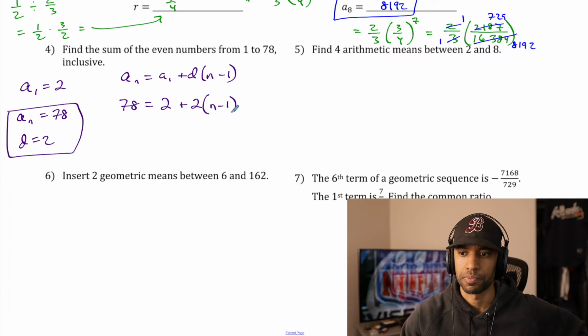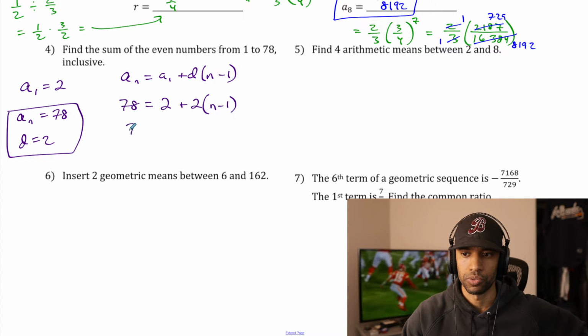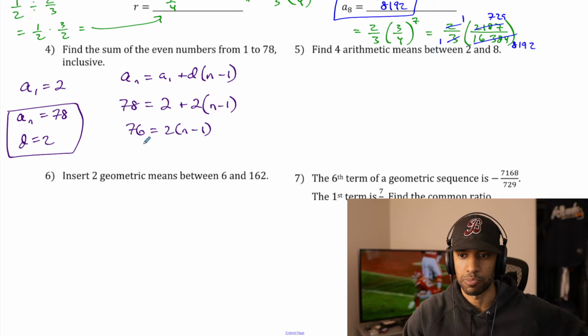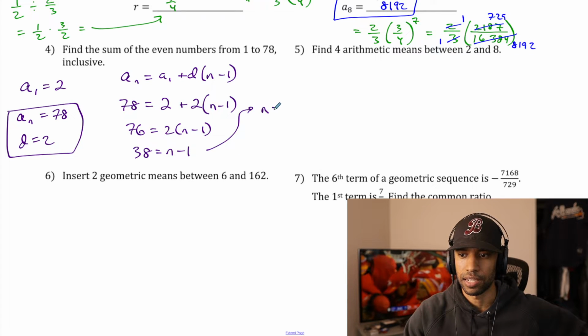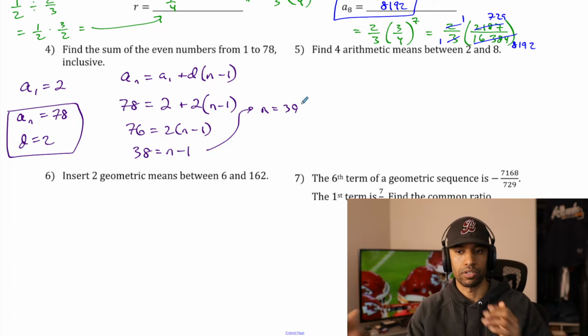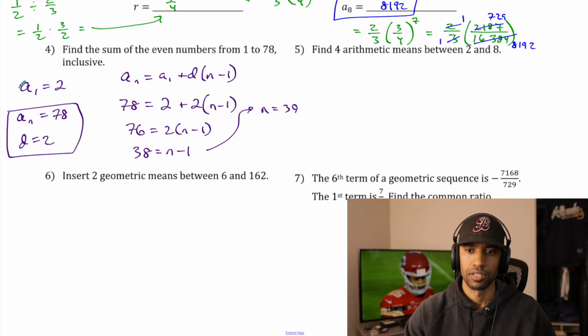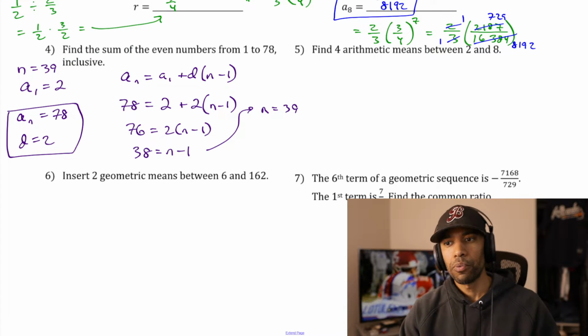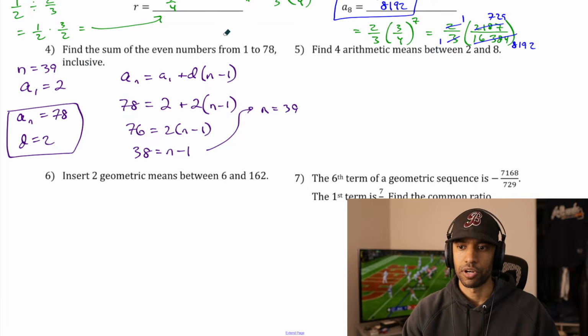times n minus 1, like that. Subtract 2. I'm just going to go ahead and divide by 2 right now. Divide both sides by 2. We get 38 equals n minus 1. And add 1, you get n equals 39. So your number of terms is 39. 39 pairs from 2 to 78. Now, we still have to add them all up, but I needed the number of terms to make this work. So I'm going to go ahead and erase that.